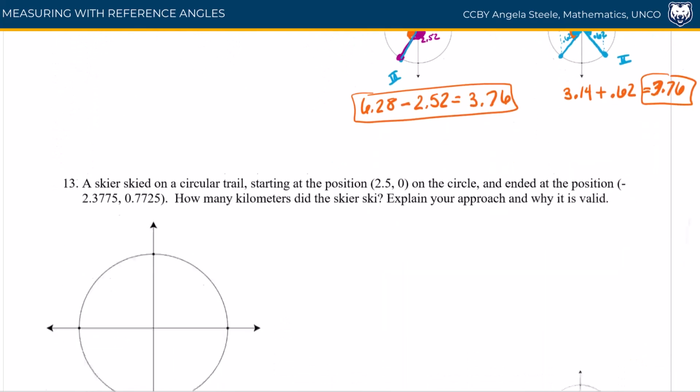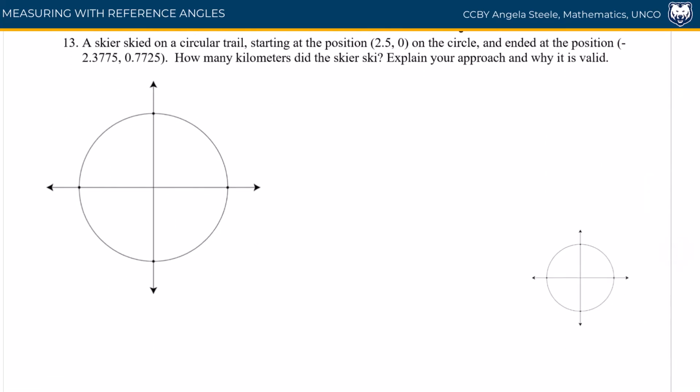All right, let's go ahead and do another one together. So on problem 13, we've got a skier skied on a circular trail starting at the position 2.5, 0. Okay, that information tells us a few things. Tells us that we're starting at that 3 o'clock position as usual. And it tells us that the radius is 2.5. Continuing on with our word problem, we know that the skier ended at the position negative 2.3775, 0.7725.